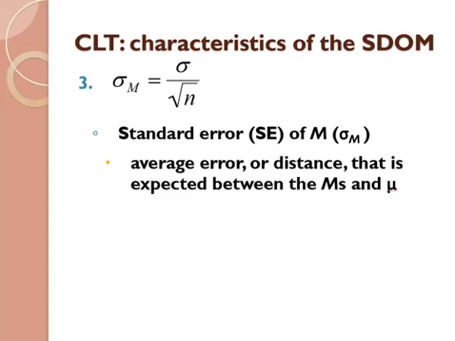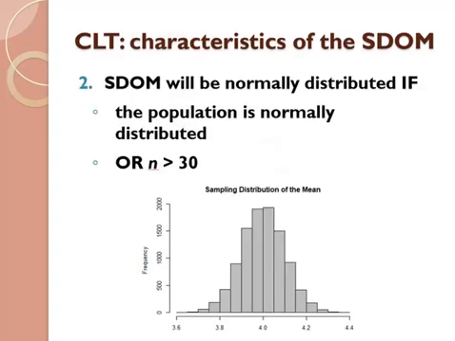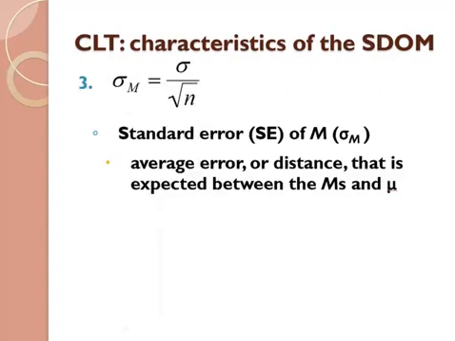So in a sense, this equation that you see here that we're calling the standard error of the mean, in a sense, we're now calculating the standard deviation of the sample means. So remember, standard deviation equals the standard or typical average distance between the individual scores and the mean, right?